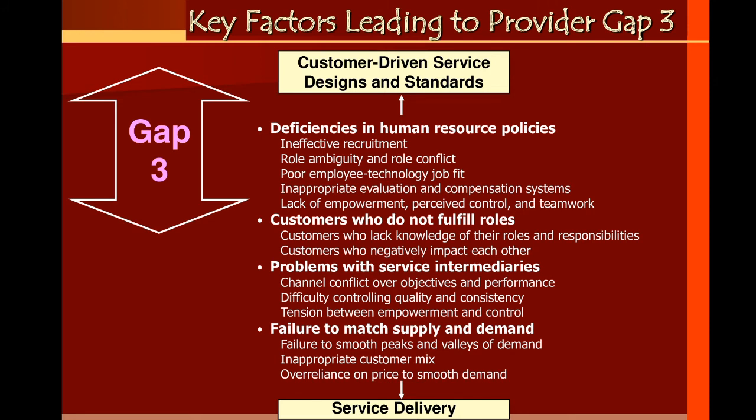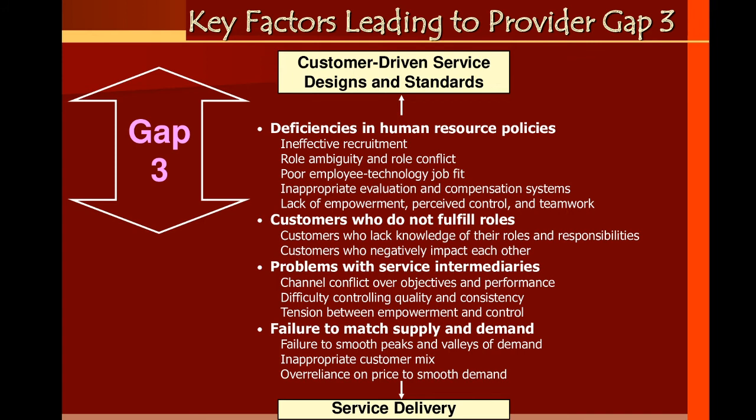Then with service intermediaries, there will be a very big conflict between their objectives and performance, channel conflict, and difficulty in controlling quality and consistency. Companies have to monitor this quality and consistency. It is very difficult unless and until the service employee gives some good clarity report. So please underline the words clarity report. Then there is tension between empowerment and control: who will take the work, who will deliver the service, and if there is any problem, who is going to take care of the problems with the customers. The empowerment and control should take care of these things.